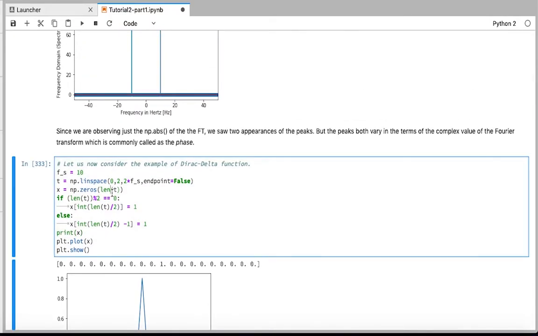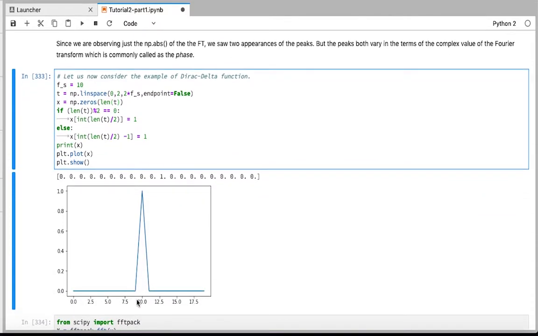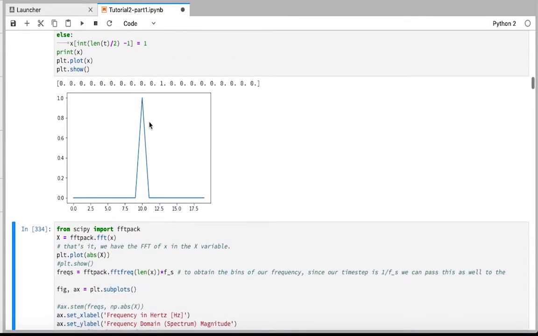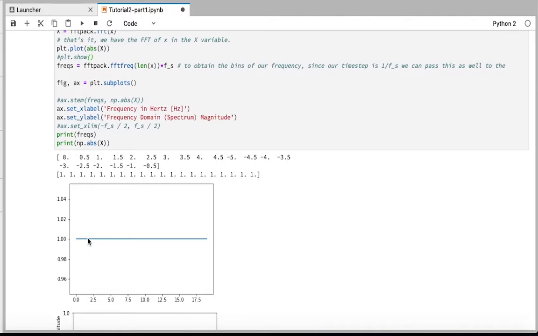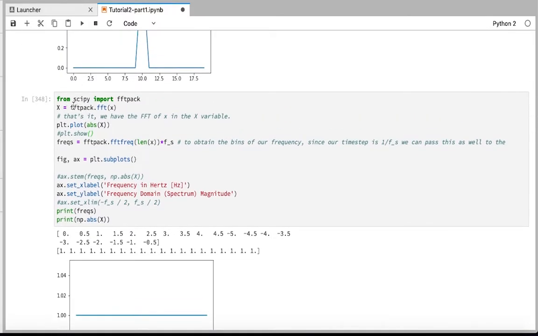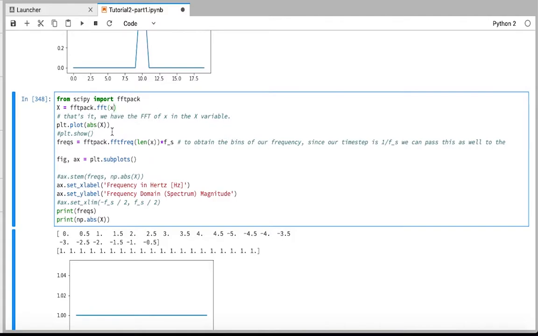Let's see an example which Alex mentioned in the class. We built a delta function. Basically, you take a 20-dimensional vector, and you just put 1 at one point. So what do we expect to see? We saw in the class that the Fourier transform of a delta function is just 1, right? So let's see what we get. This is the delta function, so you have only 1 at a point. If you take the Fourier transform of x, we're plotting the absolute value.